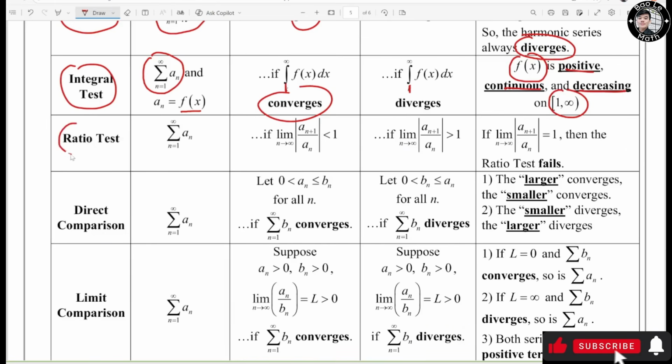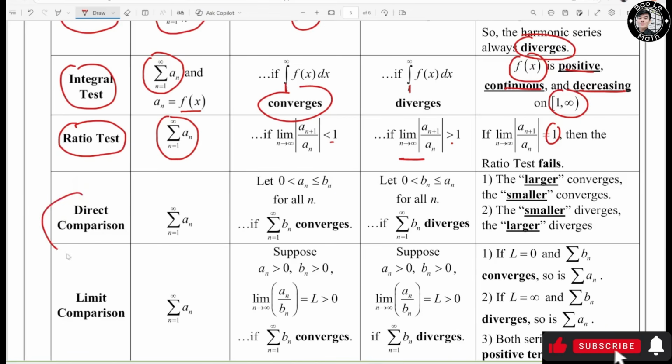Now, next one, the ratio test. The formula is given by this. The series converges if the limit of the absolute value of a sub n plus 1 over a sub n as n approaches infinity is less than 1, and diverges if this is greater than 1. Now, if the limit as n approaches infinity equals 1, then the ratio test fails, right?